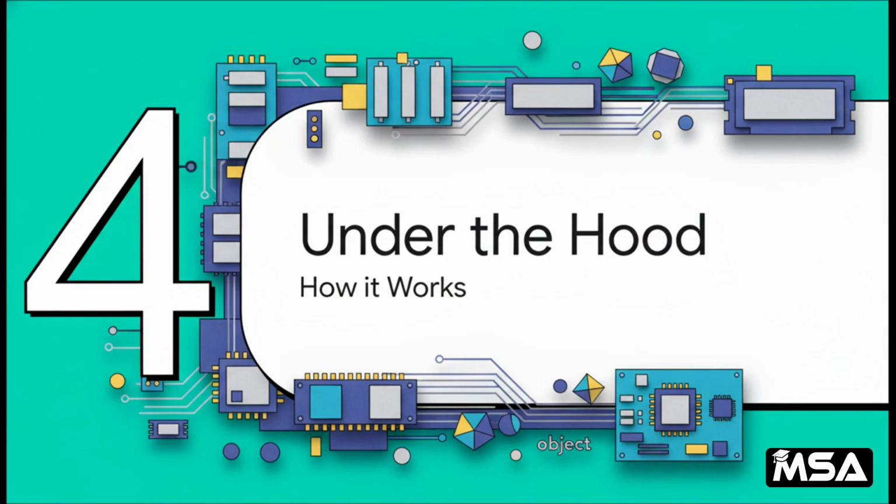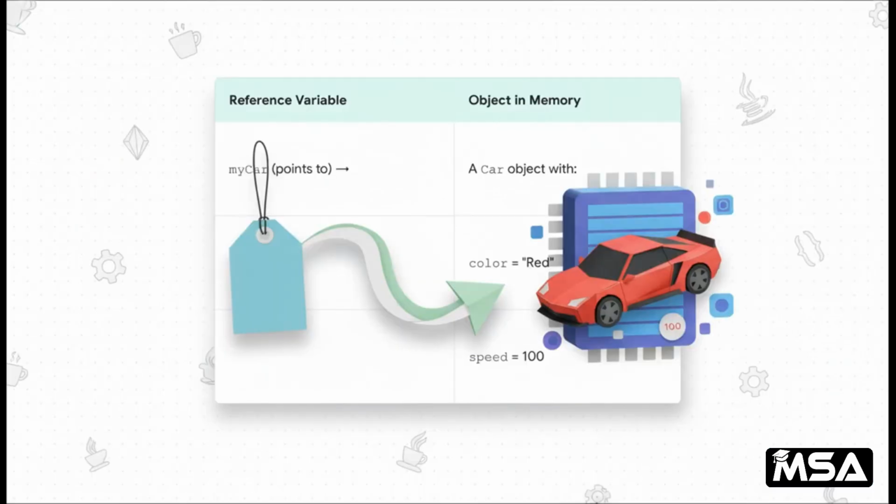So, what's really happening inside the machine when we run this code? Let's pop the hood and take a look at the computer's memory. This visual really says it all. Over on one side, you have your reference variable, myCar. It's just a small pointer. But way over on the other side, in the computer's main memory, the new keyword has constructed a full-blown car object, and it's holding our data, the color red and the speed 100. The myCar variable just holds the address to find it.